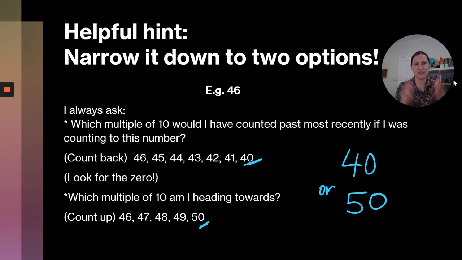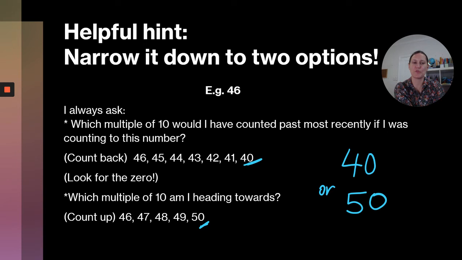I always like to narrow it down to 2 options to start with, though, because that makes it a lot easier too. So, if my number's 46, I always ask myself, well, which multiple of 10 would I have counted past most recently if I was counting up to 46? So for 46, I might count back down until I come to a number which has a 0 in the ones column. So 46, 45, 44, 43, 42, 41, 40. 40 would have been the last time that I went past a number that was a multiple of 10. Okay, so 40.